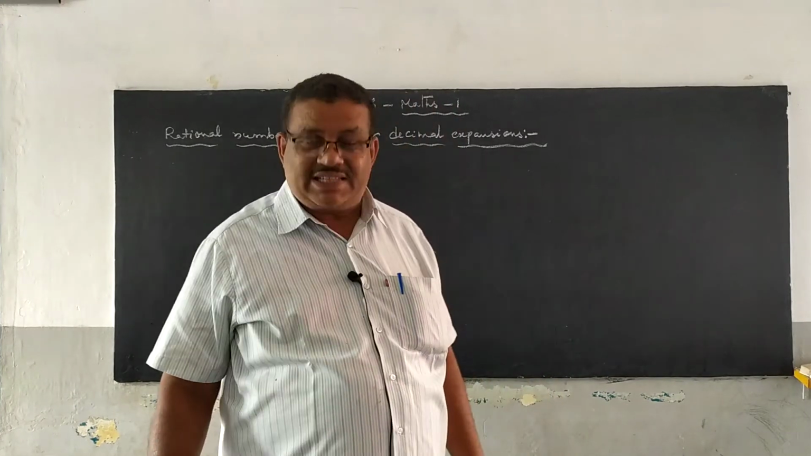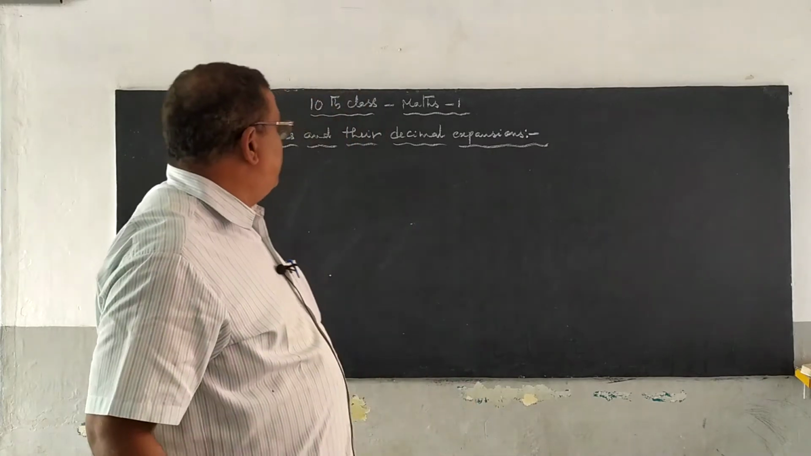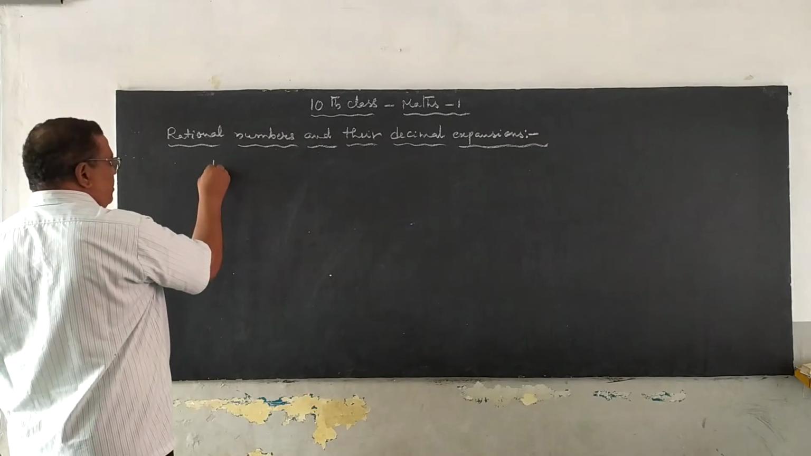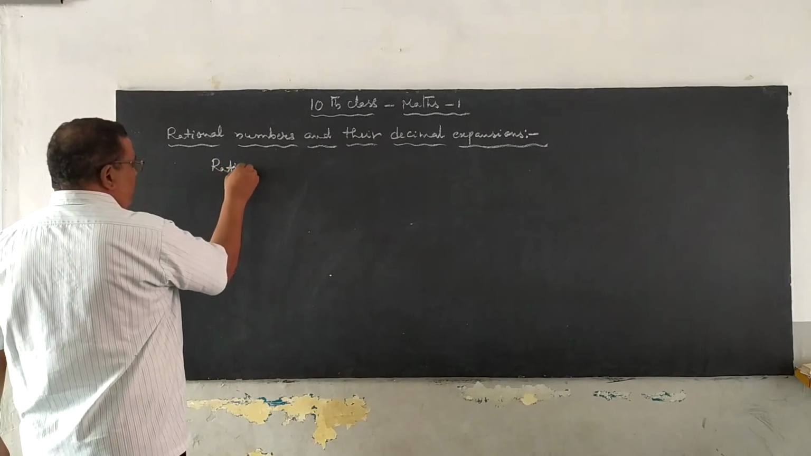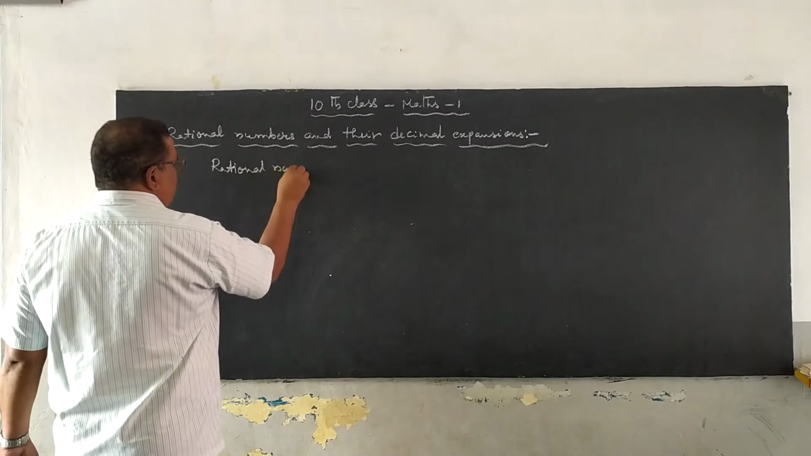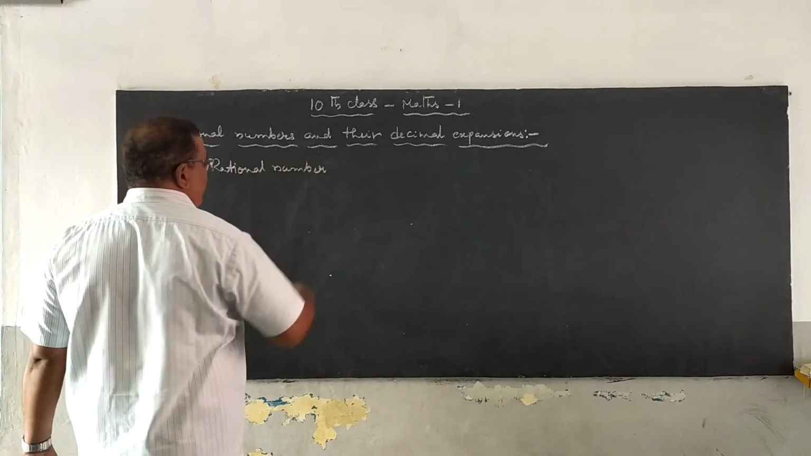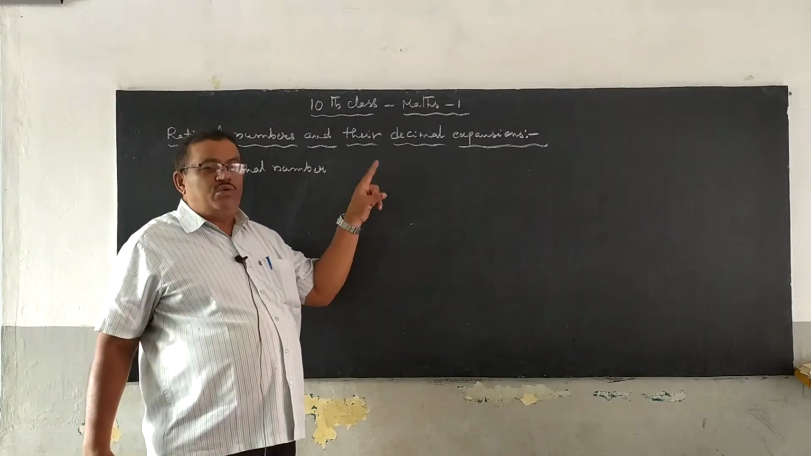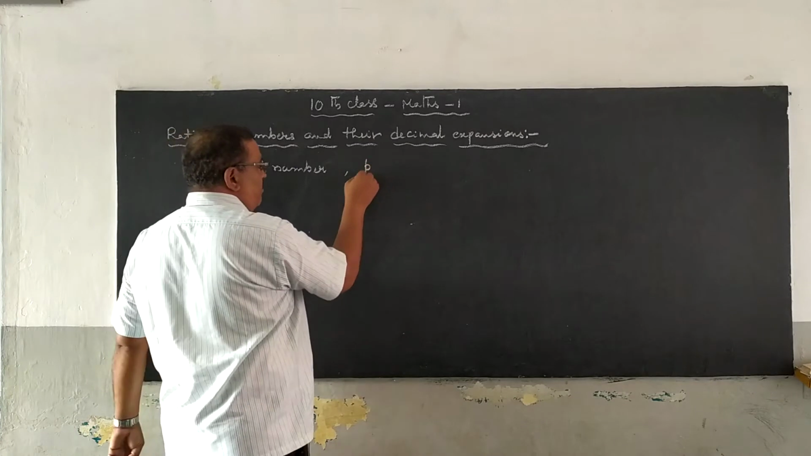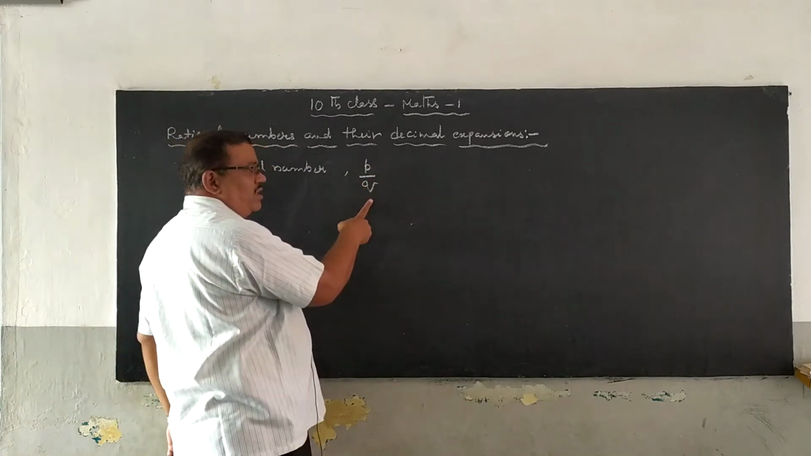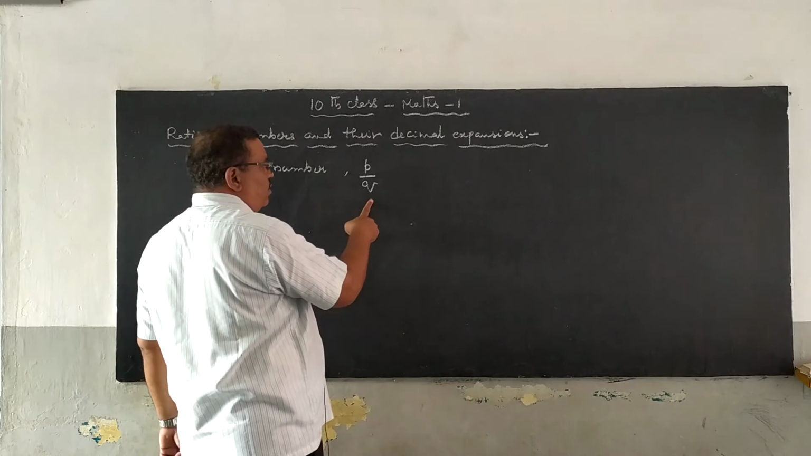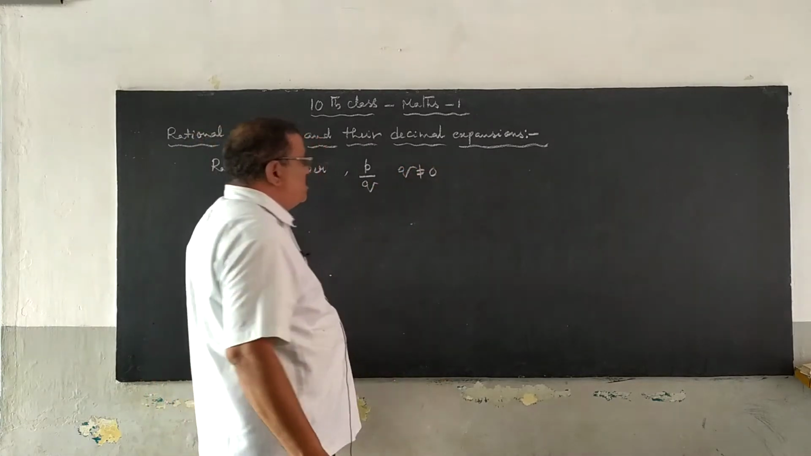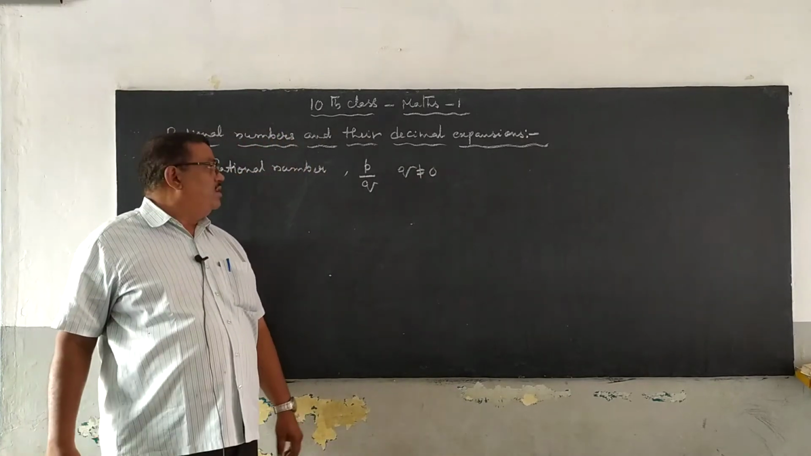Afterwards, we are going to discuss rational numbers and their decimal expansions. First we have to discuss what a rational number is. Already we know from earlier classes what a rational number is. The general form of a rational number is p by q, where p, q are in the lowest terms and q is not equal to 0. Such numbers are said to be rational numbers.